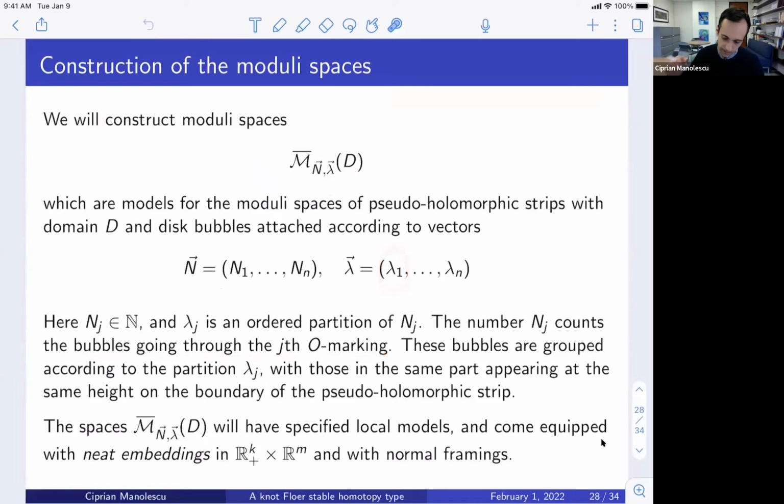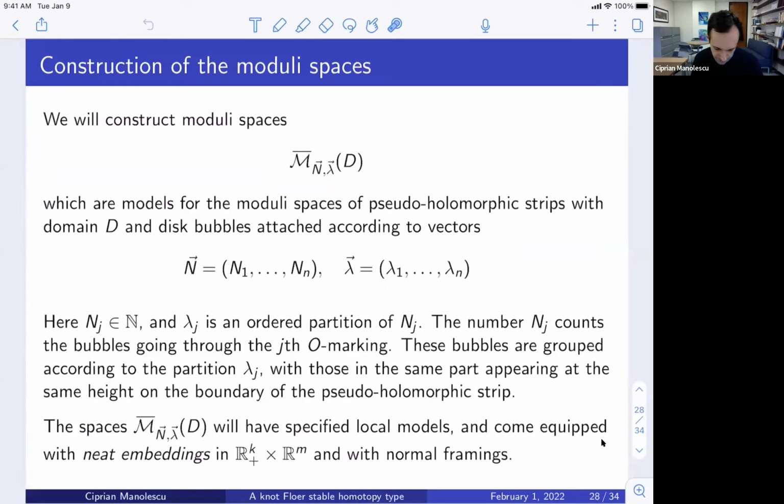You have to keep track of their height. So in symplectic geometry, you have holomorphic strips, and then you have disk bubbles, and they come at different heights, but some of them might come at the same height. And that gives you a partition of this number N1 and another partition of N2.